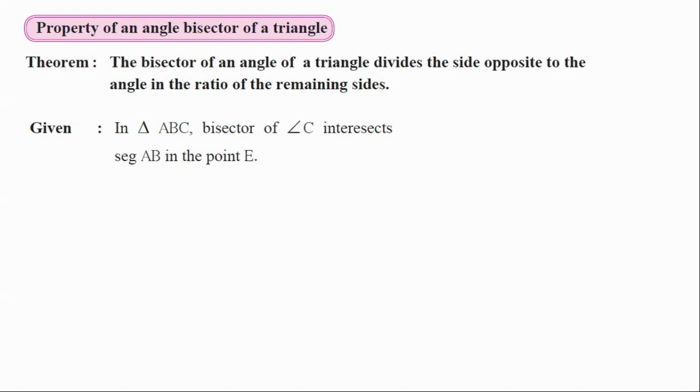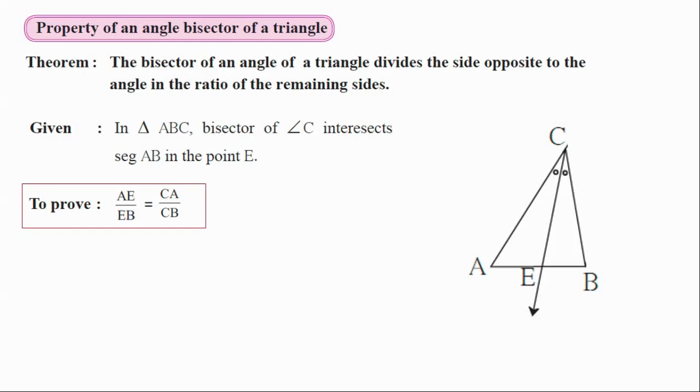That means, suppose in the given theorem, in triangle ABC, the bisector of angle C intersects the segment AB at the point E. So, as per the diagram, in triangle ABC the angle C is bisected with point E on AB. So here we are going to prove that AE divided by EB is equal to CA divided by BC.